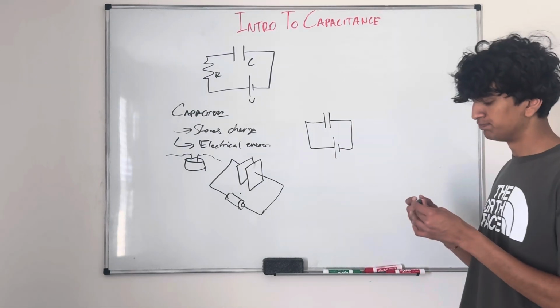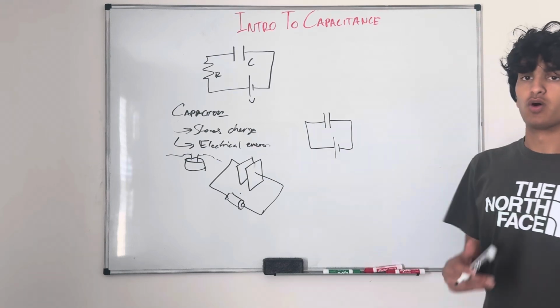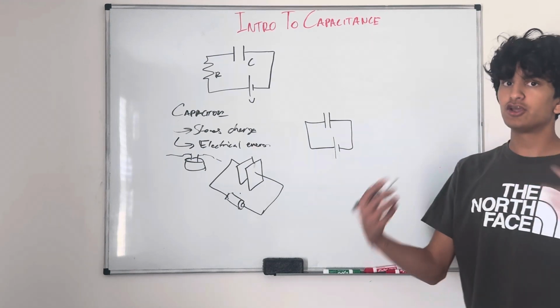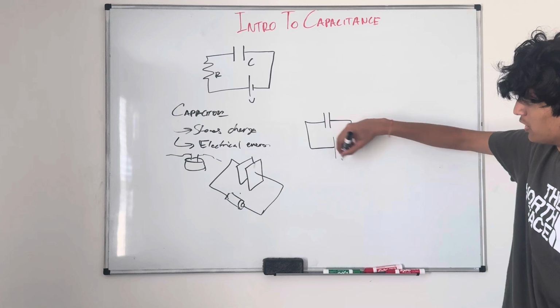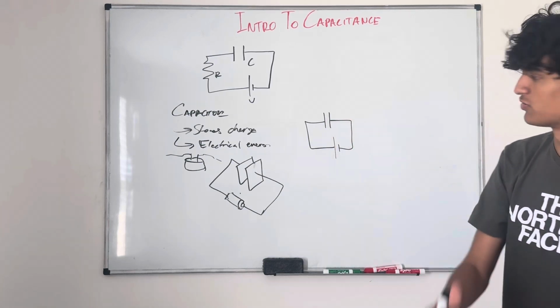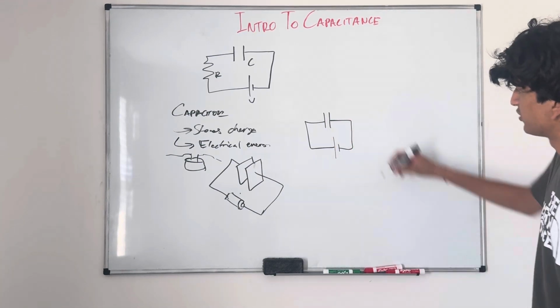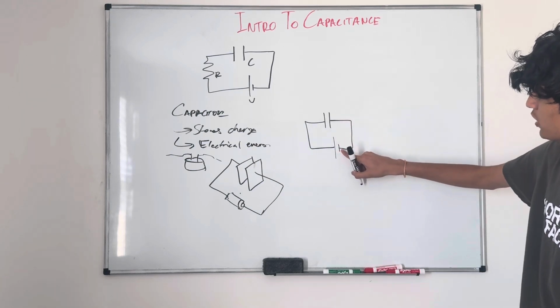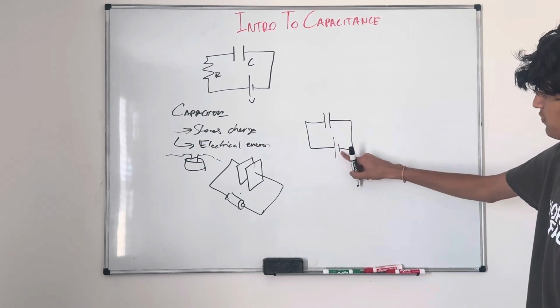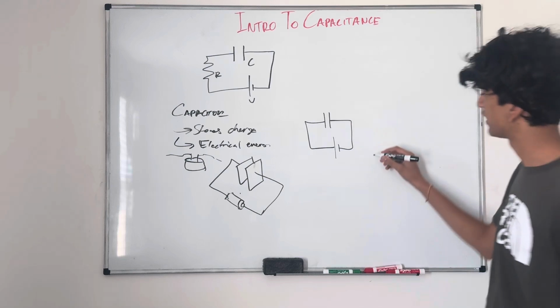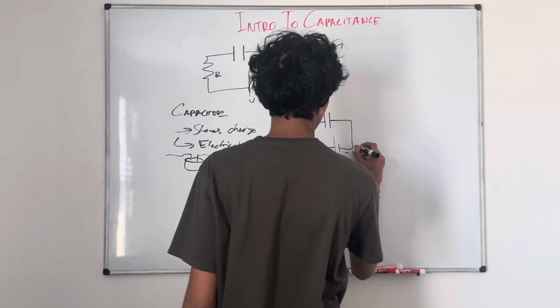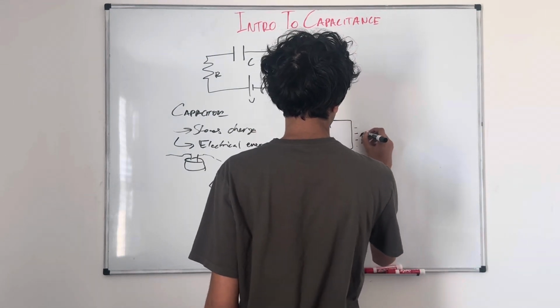So, how does it work? Well, when you connect it initially, electrons are the ones doing the moving. I'll explain in terms of electrons first, just to better conceptualize. Electrons will flow through here from the negative terminal, so I'll have electrons flowing through here. There will be some current.